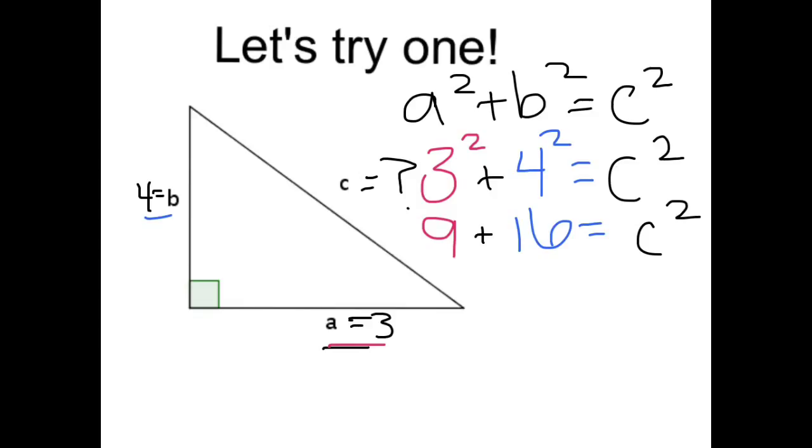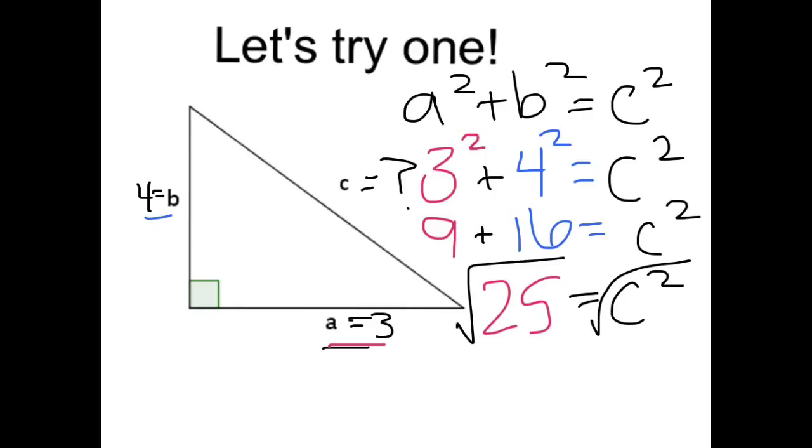9 plus 16 is 25. 25 is equal to C squared. And now, all we have to do to find what C squared is take the square root of it. Square root of C squared is simply C, and the square root of 25 is 5. So we know that our hypotenuse is equal to 5.